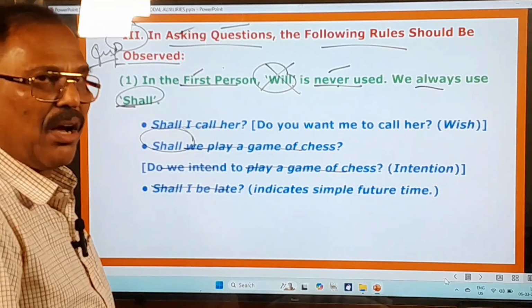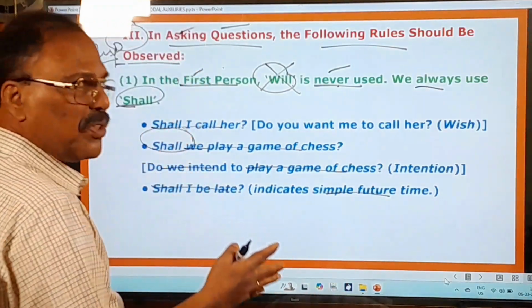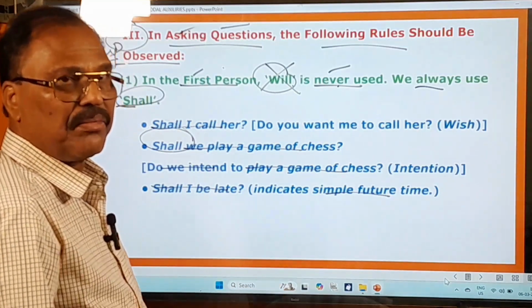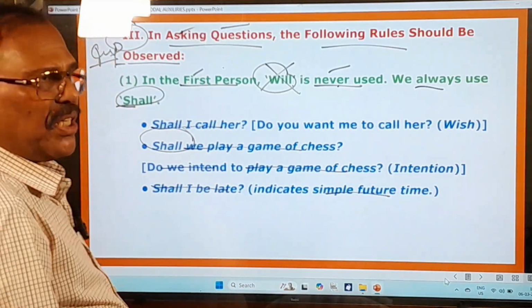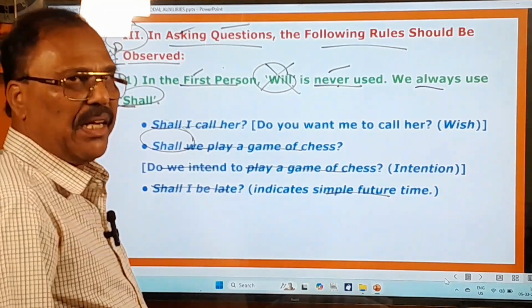Will I be late? Indicates simple future. If I start now, shall I be late? Shan't I be late? Shall not is equal to shan't. Shan't I be late? If I start now, shall I be late?